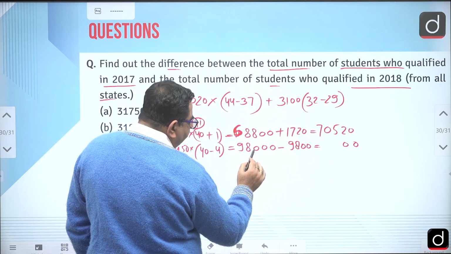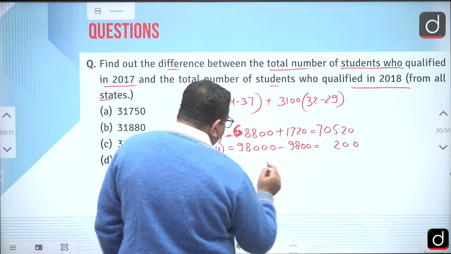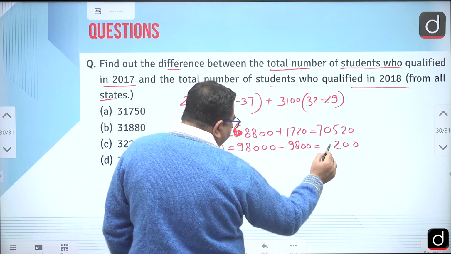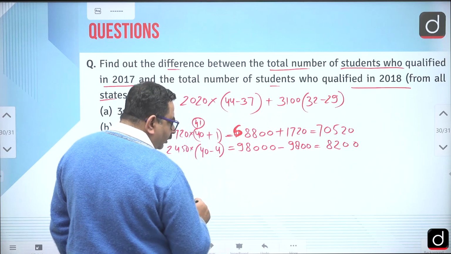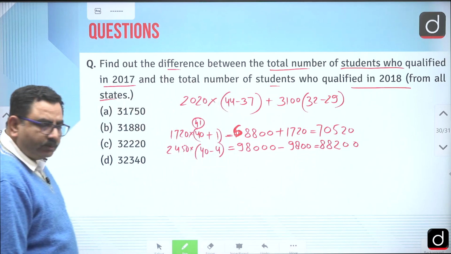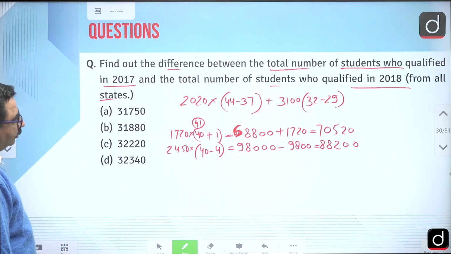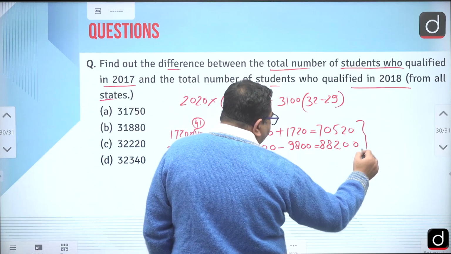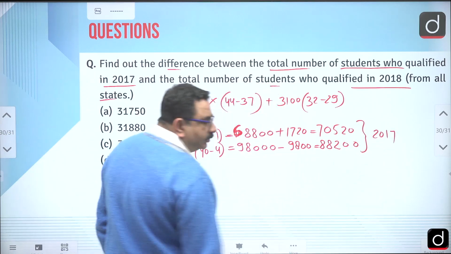Then 10 minus 8 is 2, here it is 7, 17 minus 9 is 8, and then it is 8, 88,200, right. So this is how we can work on this. So this is what in 2017, right, rest of the data of 2017.